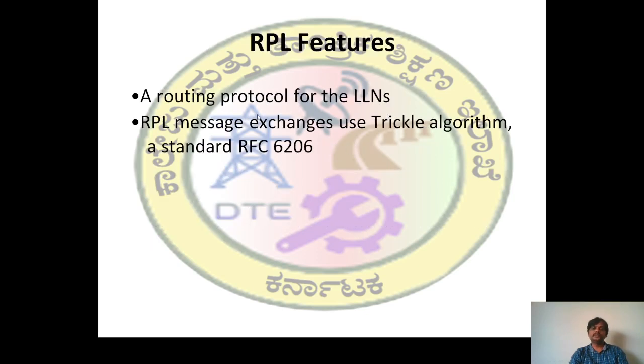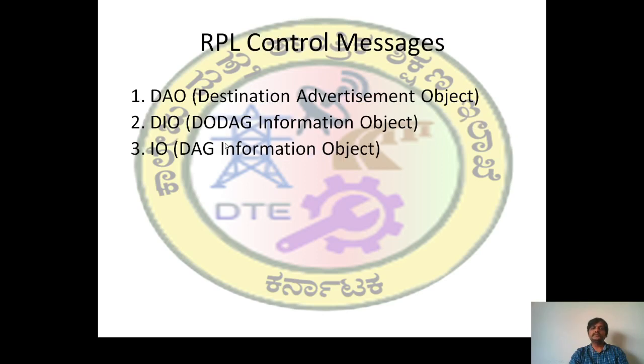Features of RPL: a routing protocol for the LLNs. RPL message exchanges use the trickle algorithm, standard RFC 6206. These are the control messages we are going to use: DAO, DIO, DIS, that is destination advertisement object, DODAG information object, and DODAG information solicitation.